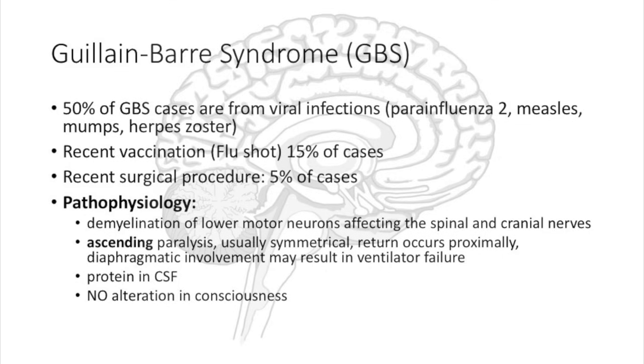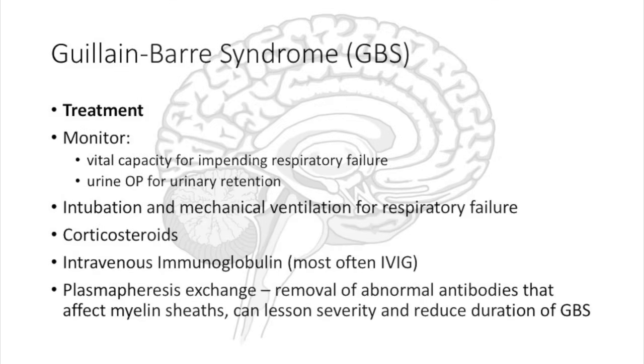Treatment for Guillain-Barre includes monitoring for respiratory failure and monitoring urinary output for retention, because you can have a neurogenic bladder. Intubation and mechanical ventilation for respiratory failure is usually warranted. You're going to give them corticosteroids, intravenous immunoglobulin, IVIG, and plasmapheresis to remove abnormal antibodies that affect the myelin sheath, which can lessen the severity and duration of Guillain-Barre.